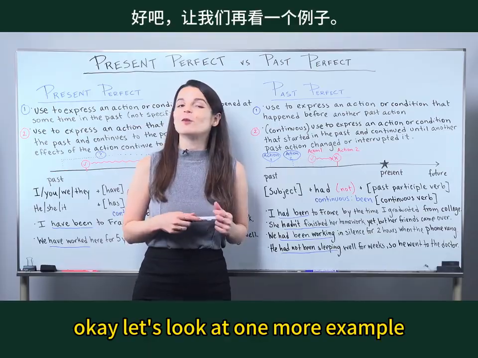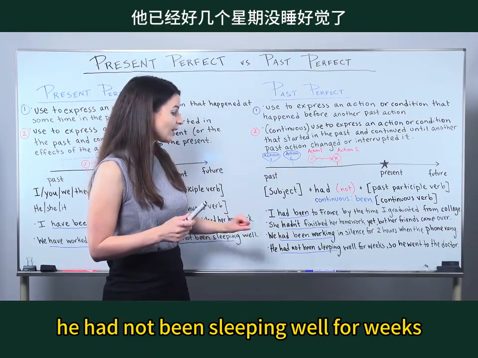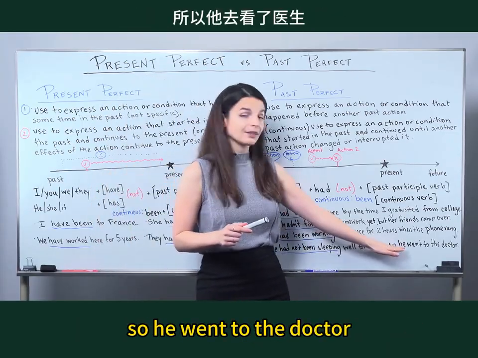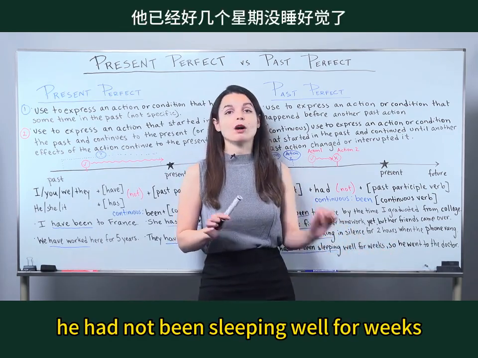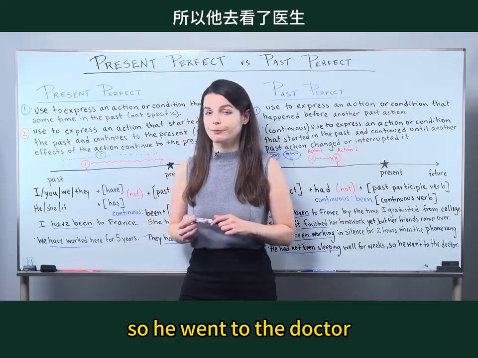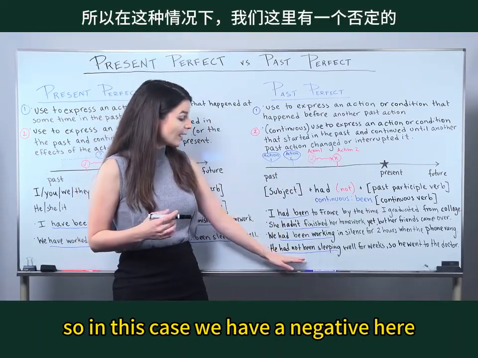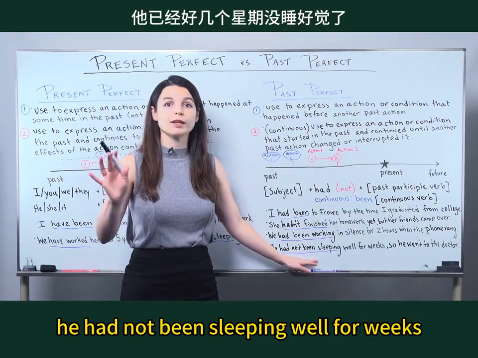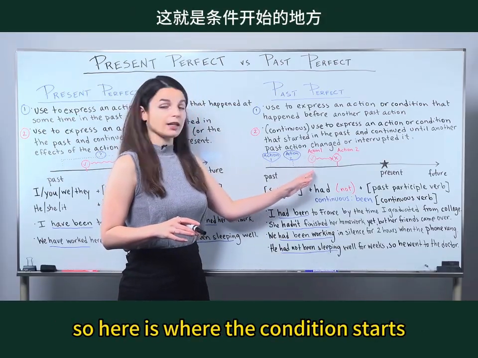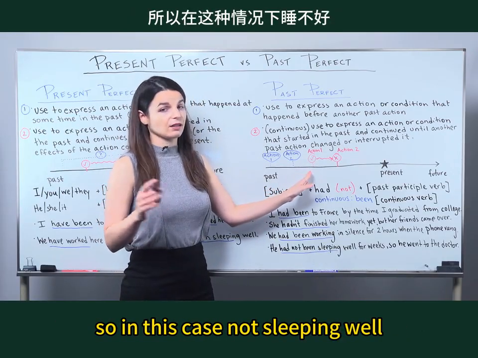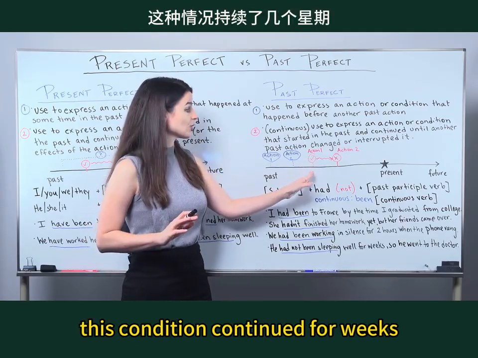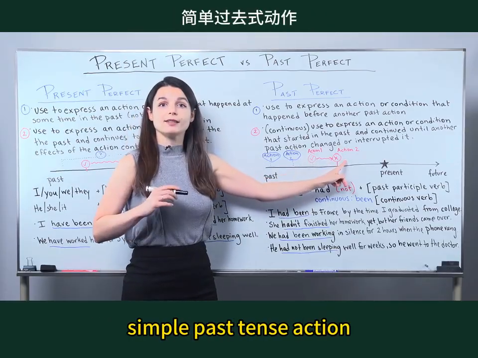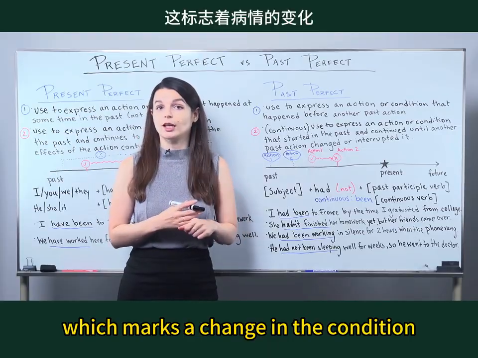Okay, let's look at one more example. He had not been sleeping well for weeks, so he went to the doctor. So in this case, we have a negative here. He had not been sleeping well for weeks. So here's where the condition starts. In this case, not sleeping well. This condition continued for weeks. So he went to the doctor. Simple past tense action which marks a change in the condition.